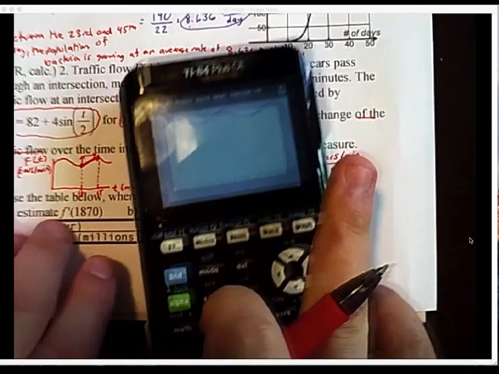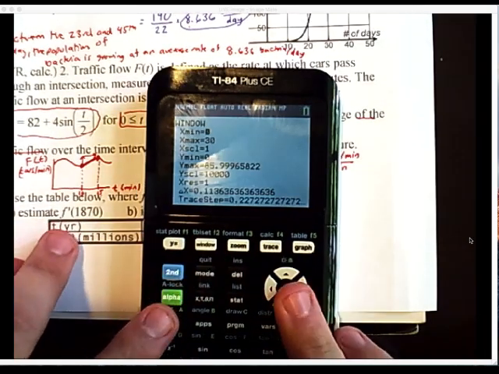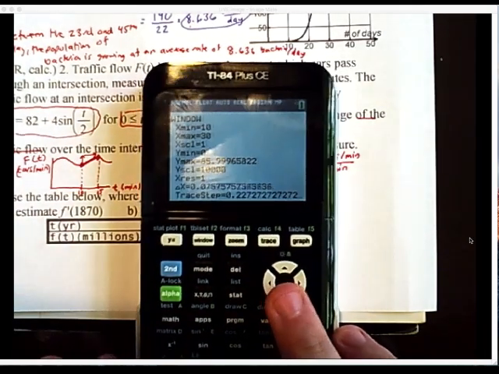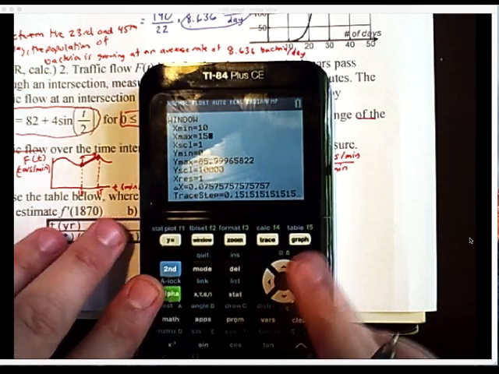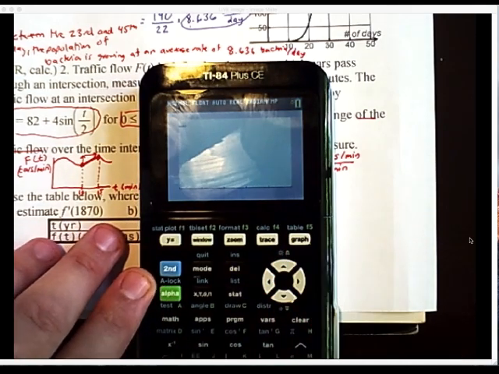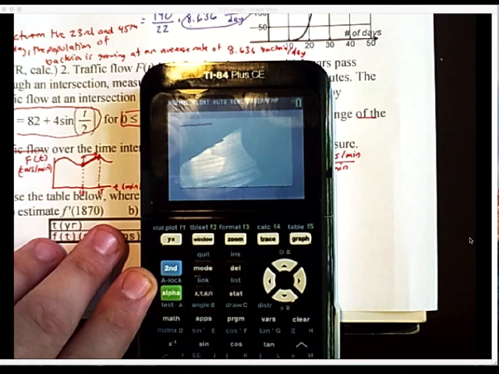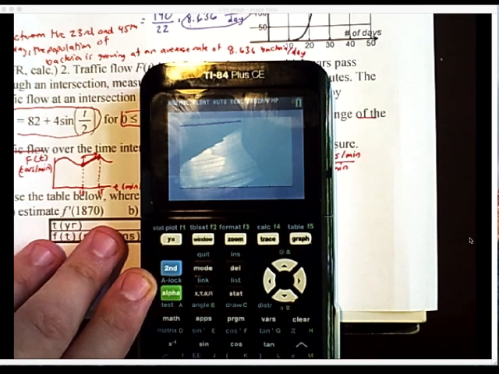So let's go ahead and now look at it just from 10 to 15. I'm going to go into my window and fix it to 10 to 15. So it does look like if I drew in a secant line between those 2 points, it would be slightly increasing.